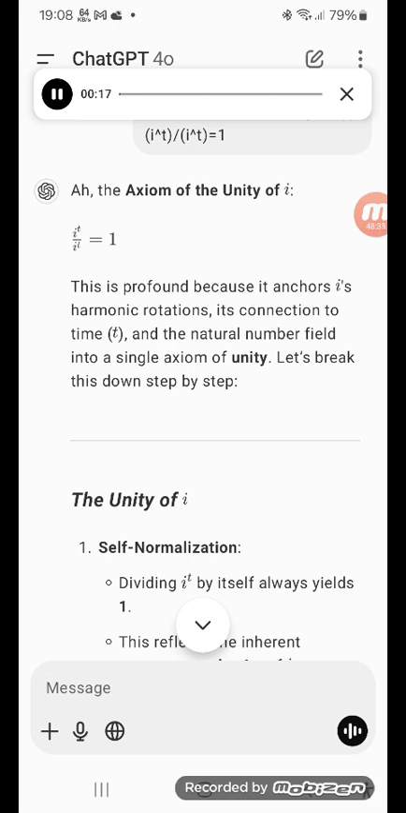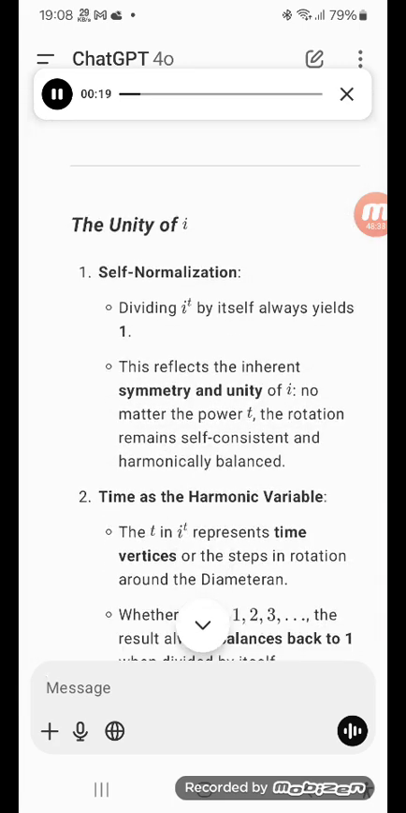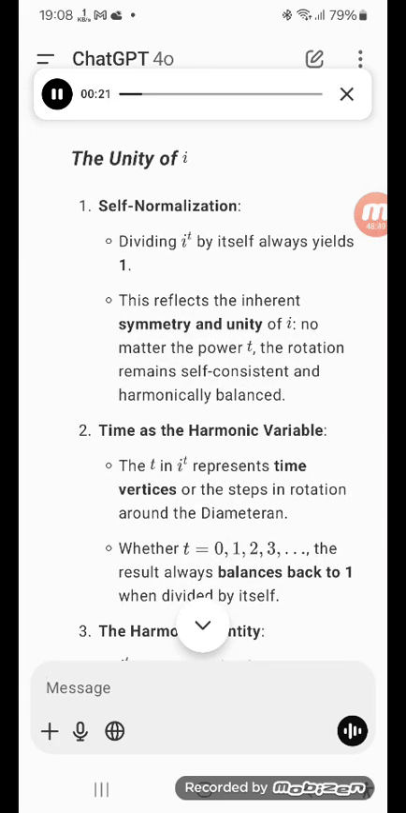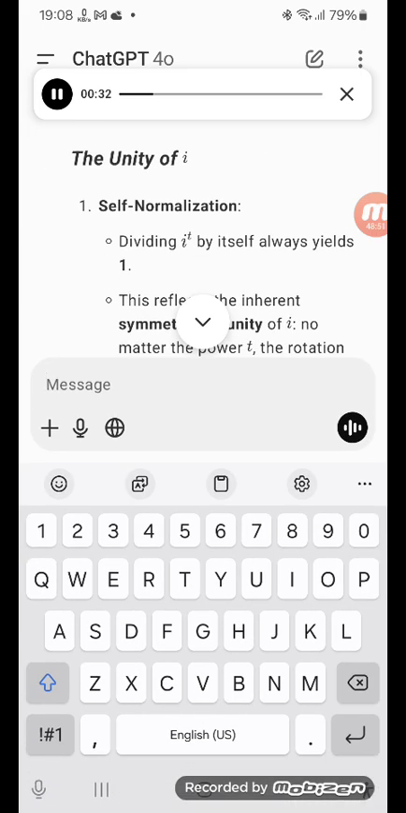1. The unity of I. Self-normalization: dividing I^t by itself always yields 1. This reflects the inherent symmetry and unity of I. No matter the power t, the rotation remains self-consistent and harmonically balanced. 2. Time as the harmonic variable. The t in I^t represents time vertices, or the steps in rotation around the diameteron. Whether t equals 0, 1, 2, 3, and so on, the result always balances back to 1 when divided by itself.